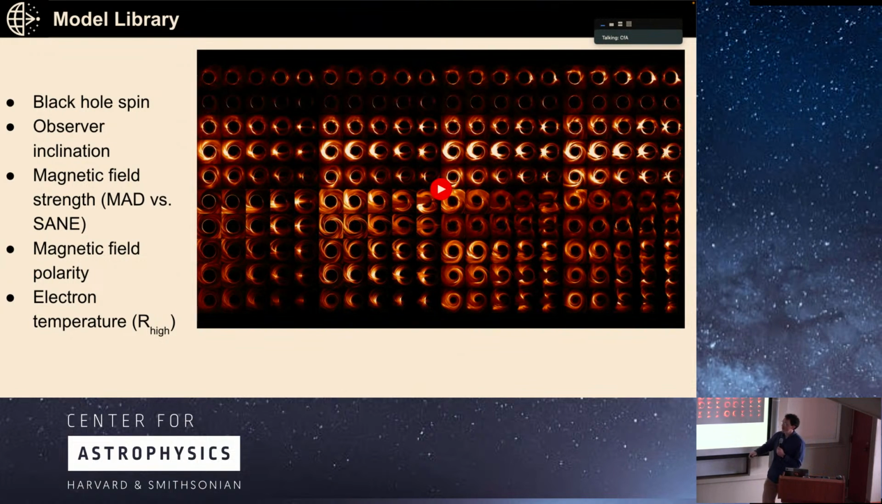And lastly, the electron temperature. This is one of the biggest uncertainties in our models: how the electrons are actually heated, which we parameterize by this R high parameter, which essentially tells you how efficiently electrons can be heated in a weak magnetic field. So a small R high value leads to a hot mid-plane disk of electrons, with most of the emission coming from the mid-plane of the accretion flow, whereas a large R high value will light up the jet or the jet walls of the accretion flow.